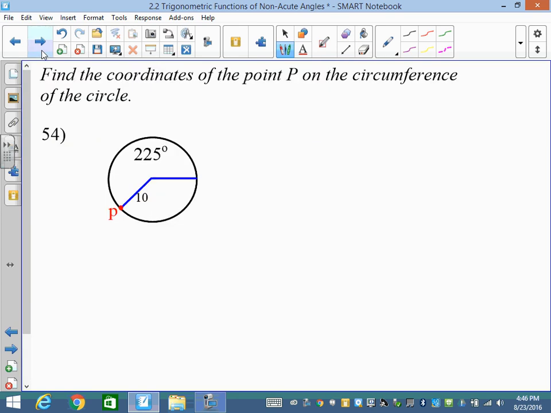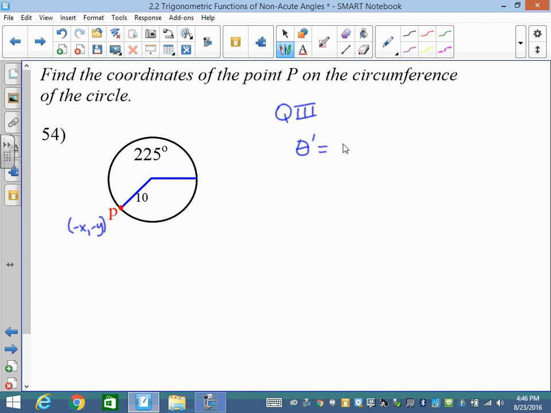Here you guys go. Find the coordinates of the point P on the circumference of the circle. Okay. Well, down here we know that we have negative x and negative y. Not a problem there. So we know both of our values are going to be negative over here. But the question is what are those values? Okay, well, we're in quadrant 3, and we need our reference angle.